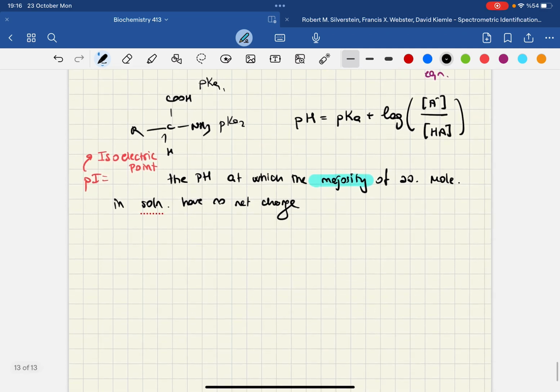For example, let me give an example for glycine. Let us see that for glycine. So what was the structure of glycine? Let us remember that.